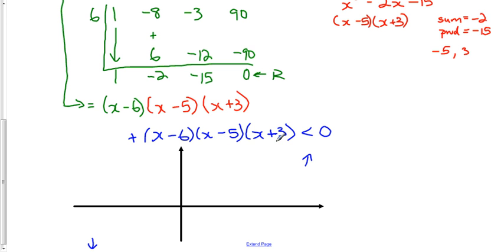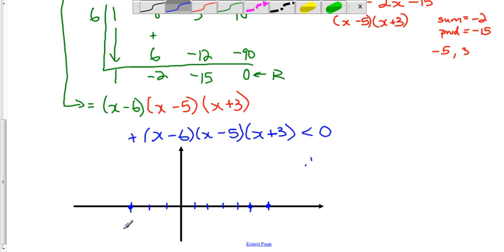Now we sketch the zeros. There's going to be a 0 at negative 3, so there's negative 1, negative 2, and negative 3. So there's a 0 here. Then there's a 0 at 5, so 1, 2, 3, 4, 5. And there's another 0 at 6. Now putting these zeros together with the end behaviors, which we have discovered, we should be able to draw a quick sketch of the graph.